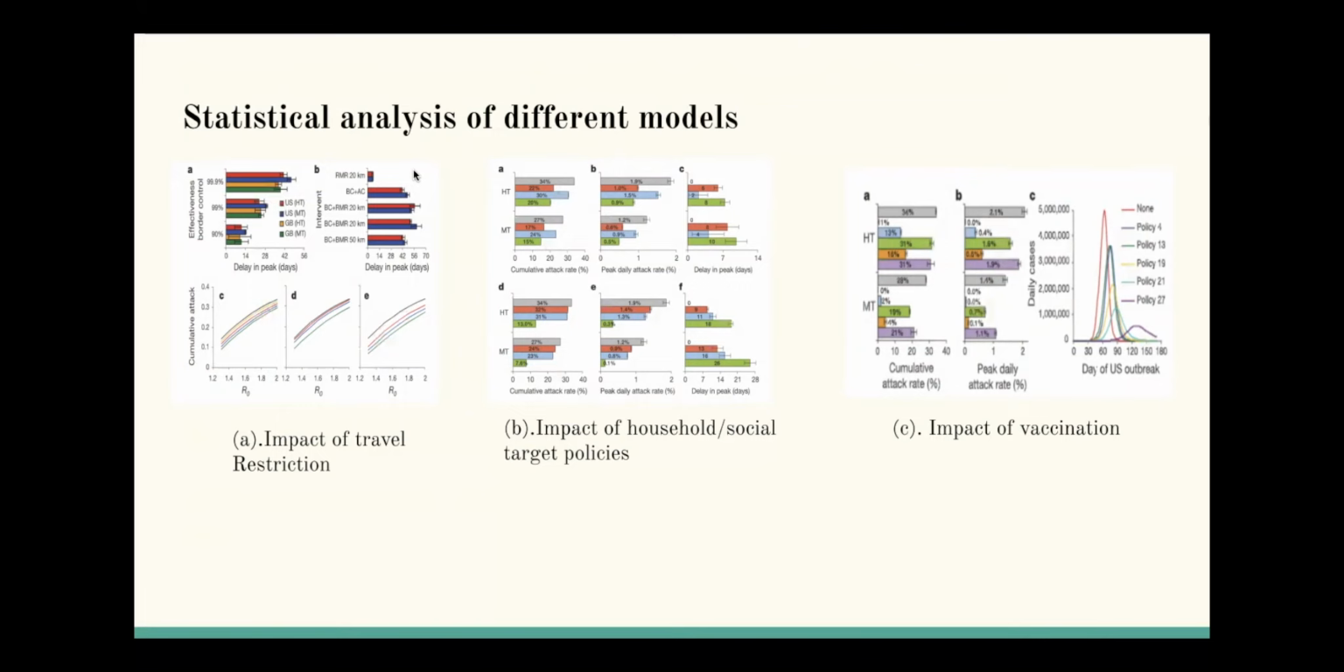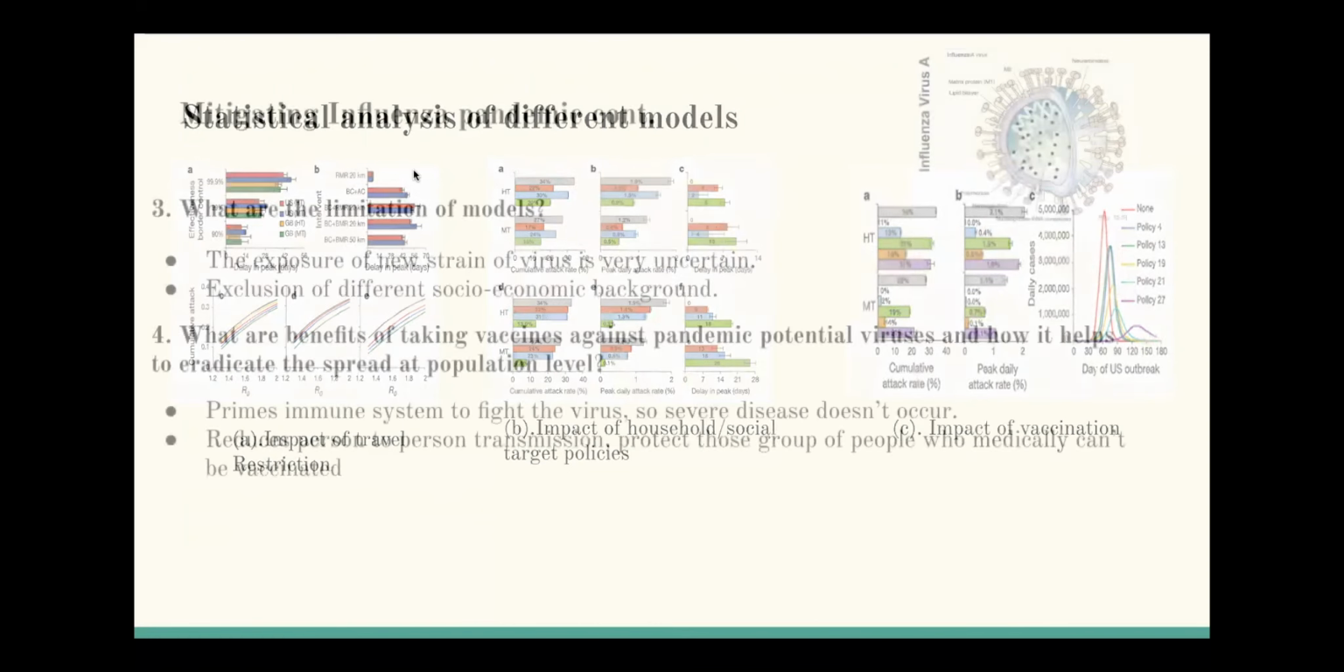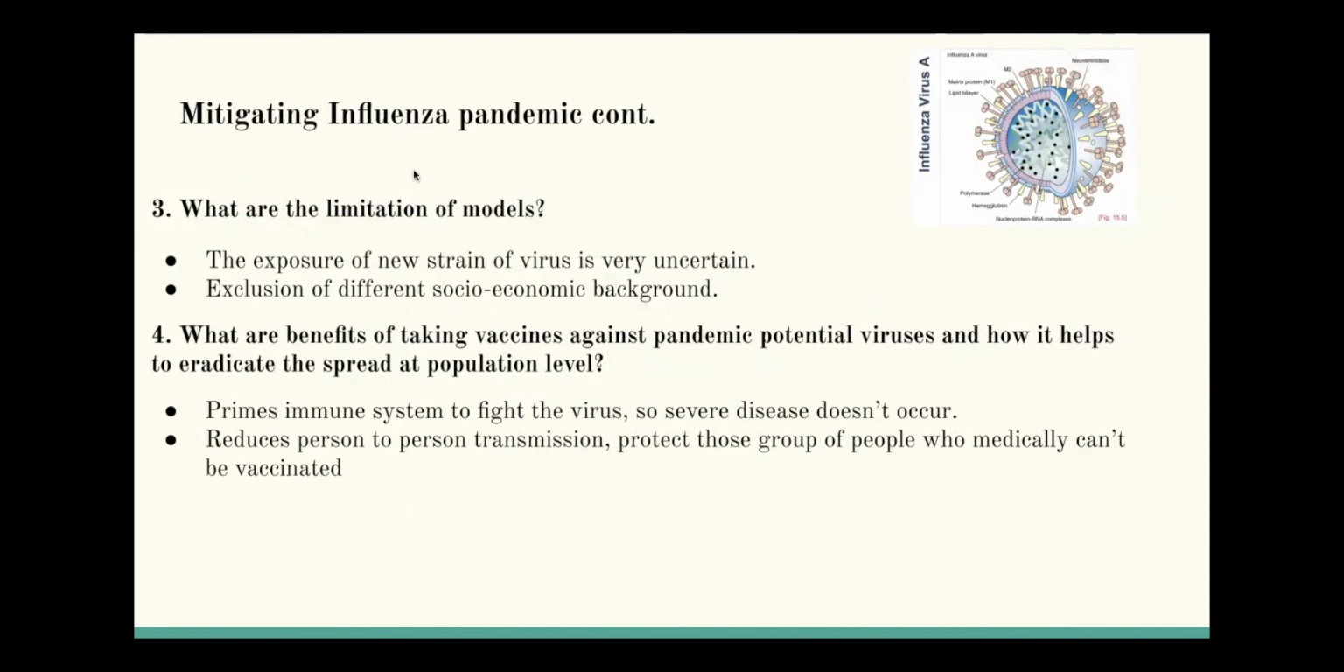Now, let's take into consideration some limitations of the model proposed. The first limitation is that exposure to a new strain of virus is very uncertain. Another is the exclusion of different socioeconomic backgrounds. For example, people with lower status have no access to vaccination.